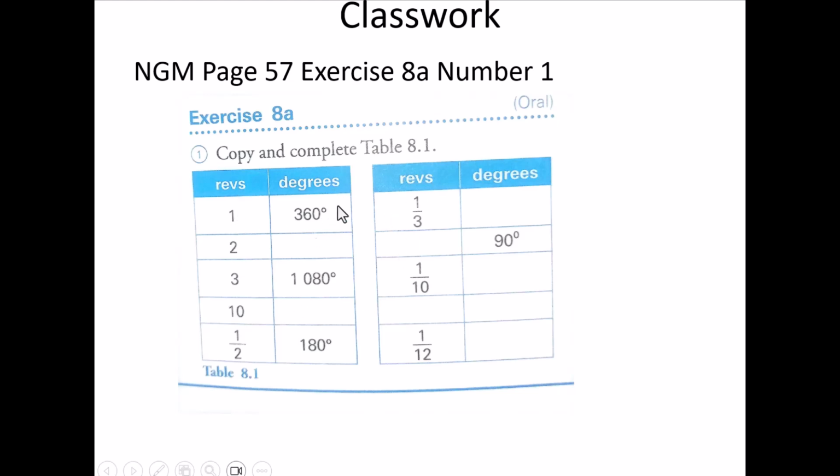Now, this is one revolution, 360. So what about two revolutions? What will two revolutions give you? You fill in the blank space. Three revolutions is 1080. 10 revolutions will be what? Just like that. Half revolution is 180. Just fill in these blank spaces. That is what this classwork is telling us to do on this page, in this textbook.